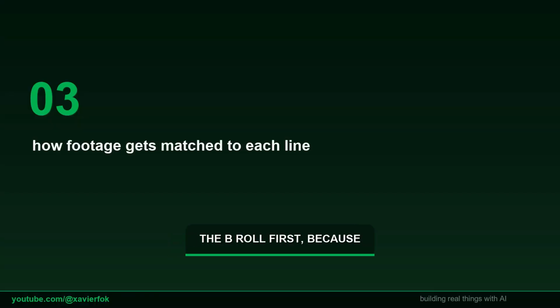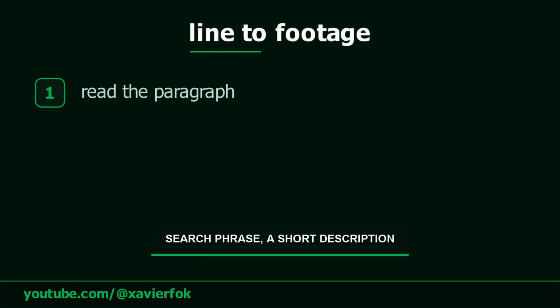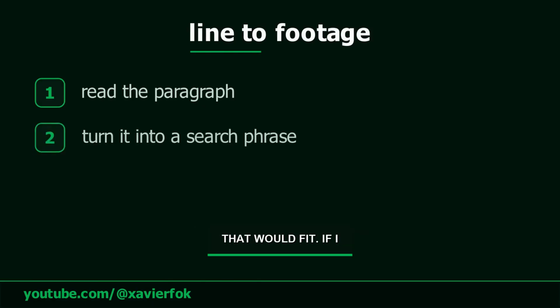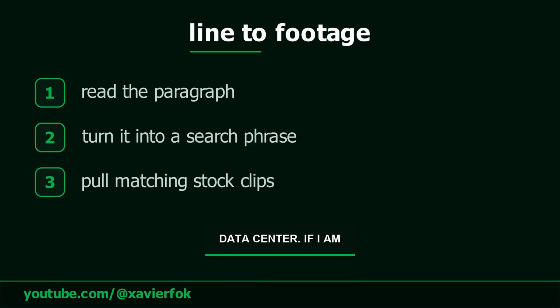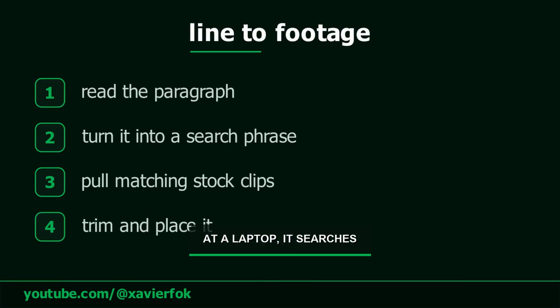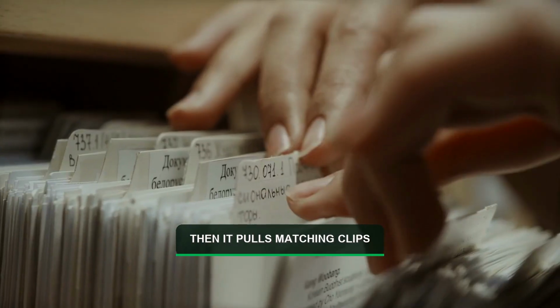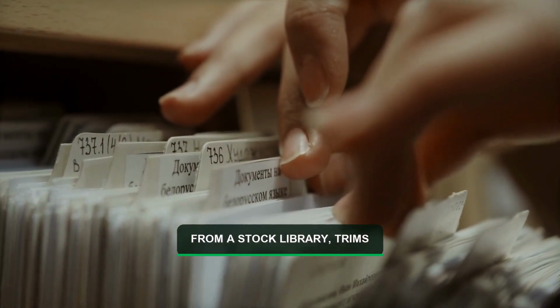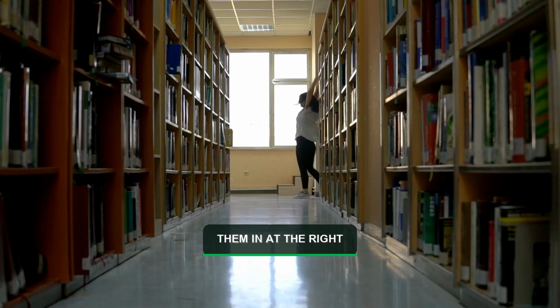Let me take the B-roll first because it is the most common. For each paragraph, the system reads what I am saying and turns it into a search phrase, a short description of the kind of footage that would fit. If I am talking about a data center, it searches for a data center. If I am talking about someone working late at a laptop, it searches for that. Then it pulls matching clips from a stock library, trims them to length, and drops them in at the right moment.